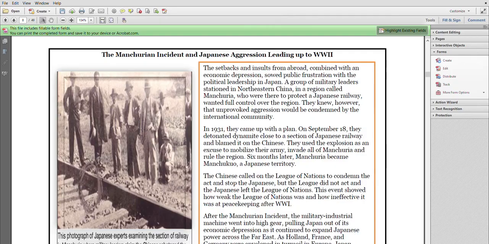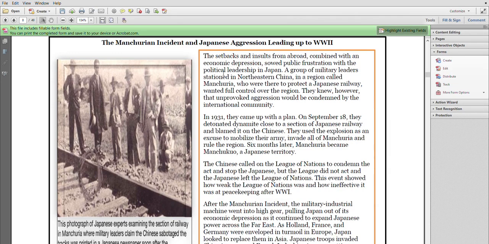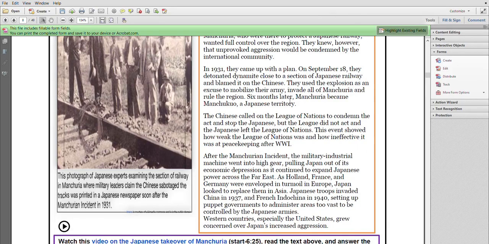Page 8. The Manchurian Incident and Japanese Aggression leading up to World War II. The setbacks and insults from abroad combined with an economic depression sowed public frustration with the political leadership in Japan. A group of military leaders stationed in northeastern China, in a region called Manchuria, who were there to protect a Japanese railway, wanted full control over the region. They knew, however, that unprovoked aggression would be condemned by the international community.